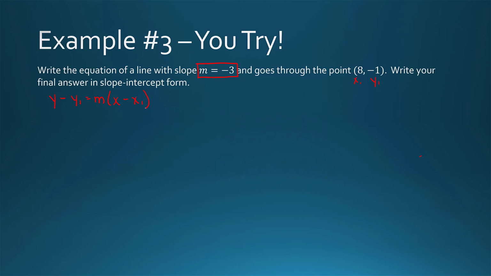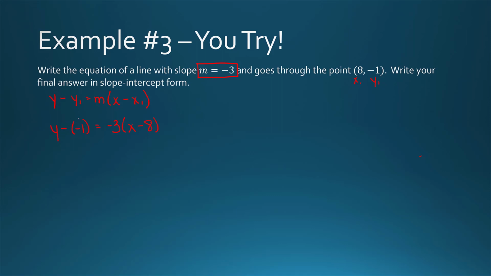Okay, so welcome back. I hope that you were able to feel a little bit successful in doing this problem and confident. So let's go ahead and check your work. So the first thing we're going to do is plug in the m, x1, and y1. So y minus negative 1 equals negative 3 times x minus 8. And those are just the values there that we've already identified.